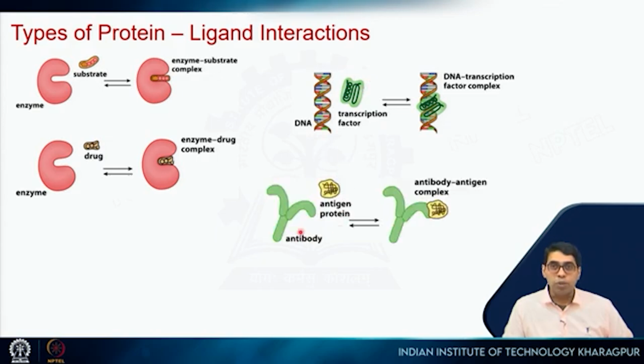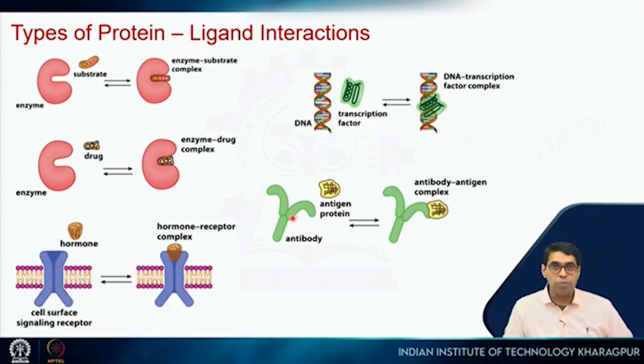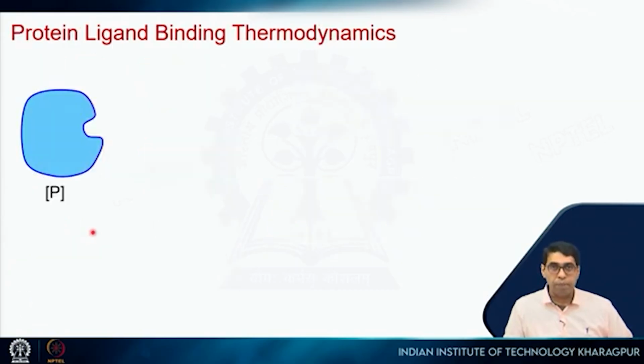We can have protein-protein interaction where this is a protein which is an antigen and this is the antibody which is also another protein. And we can also have another type of protein-protein interaction where this is a protein or a peptide which is a hormone and that binds to this membrane bound protein which is the receptor, right. So, all of these interactions can be studied using the techniques that I am going to discuss today.